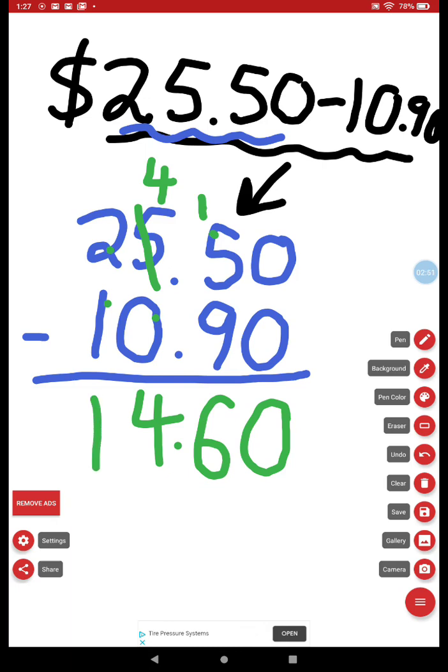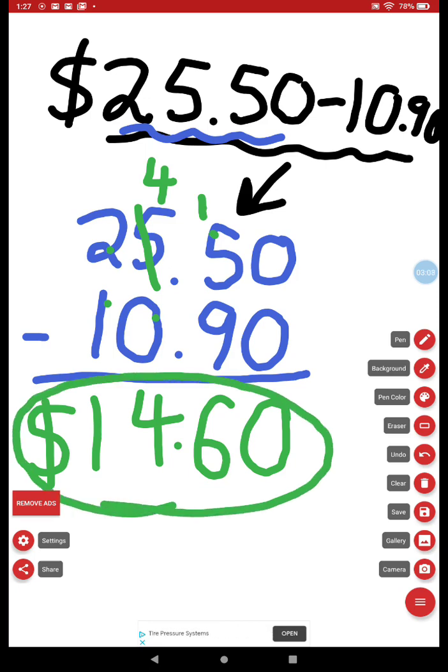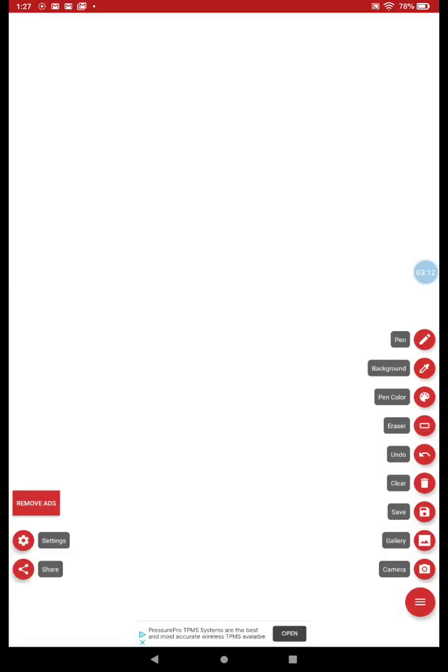And remember, I'm talking about money, so I put the dollar sign. If I go to the store and I have $25.50 in my pocket, and I'm paying the clerk $10.90, she should give me $14.60 as change. All right, now let's do this one more time. This time, talking just about decimals, not about money.